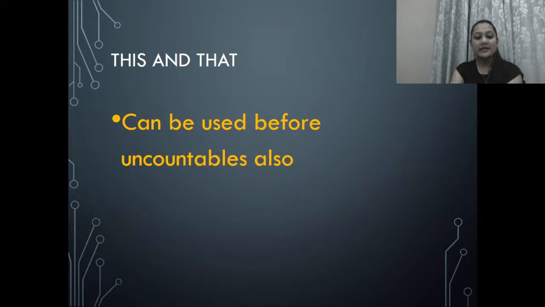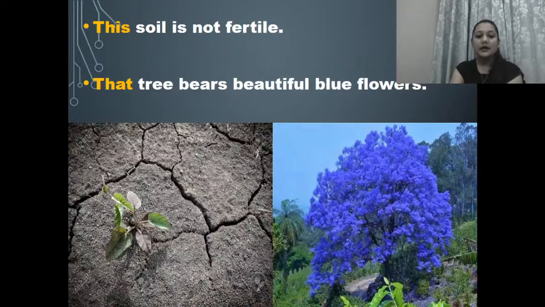So this and that can be used before uncountables also, right? This soil is not fertile. As we already know, we cannot count one soil, two soil, three soil. That is an uncountable noun. So we can use this and that with uncountable nouns also. That tree bears beautiful blue flowers.